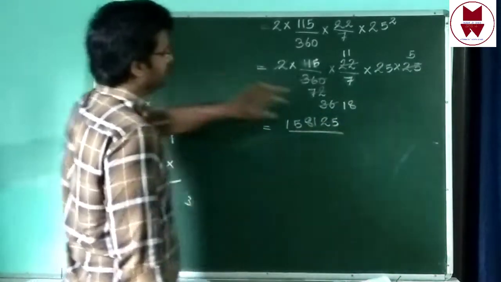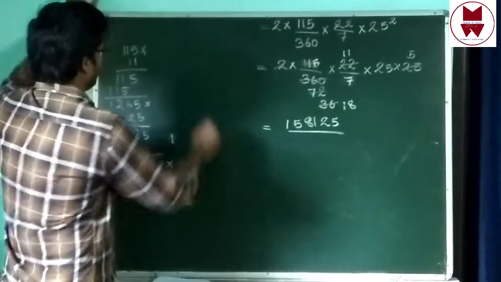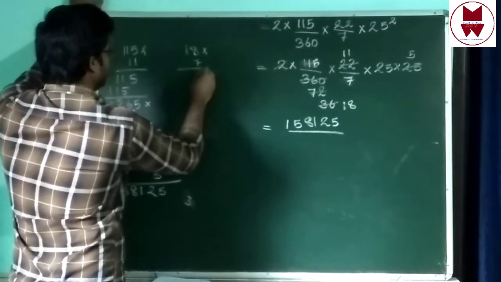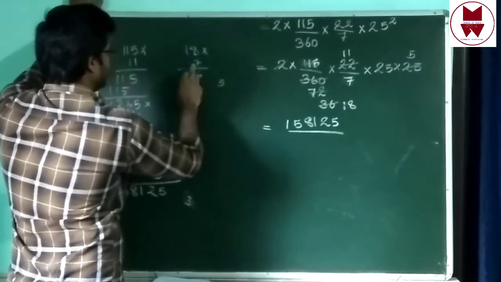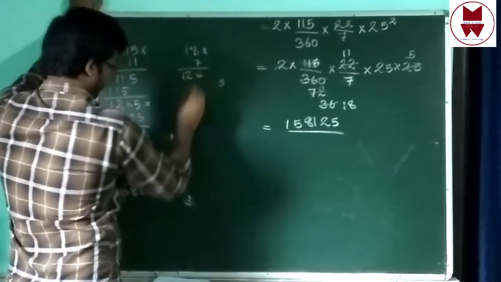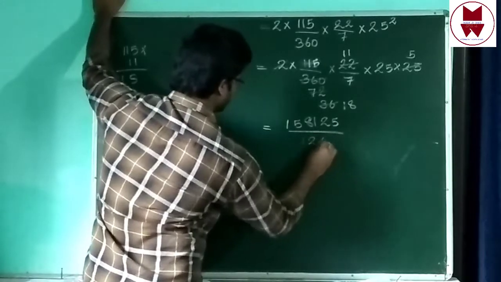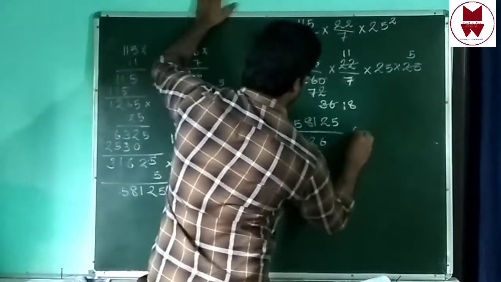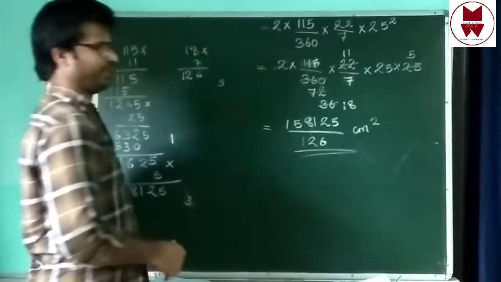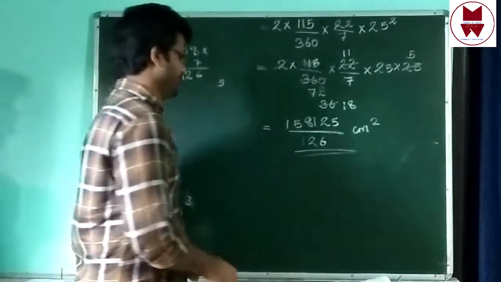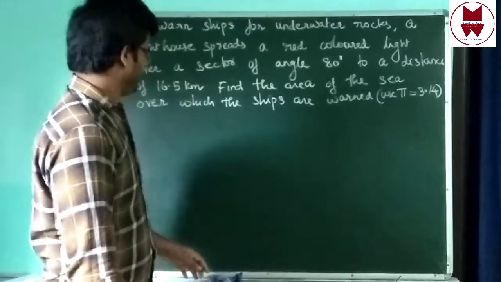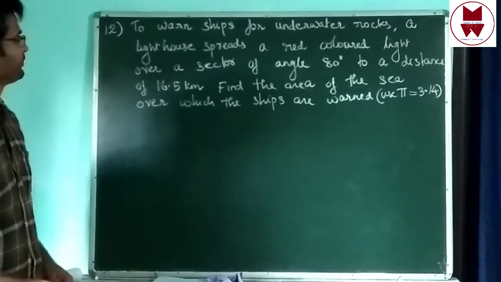Divide by 18 into 7. Denominator, we can multiply 18 into 7. 7 into 8, 56. 7 into 1, 7 plus 5, 12. 126 centimeter square. So 158125 divided by 126 centimeter square. That is our answer. Now we can see question number 12.